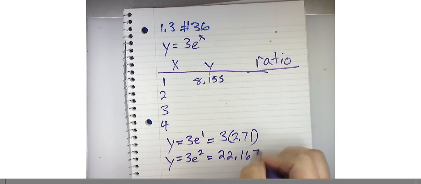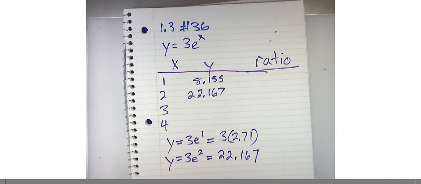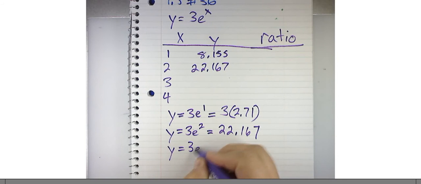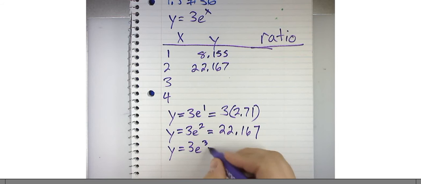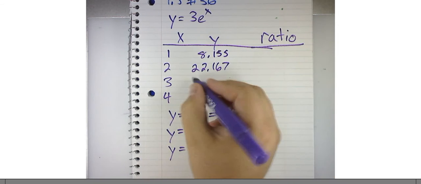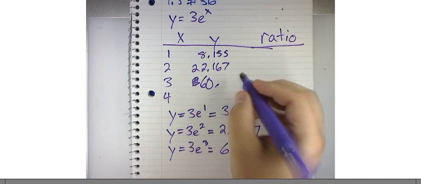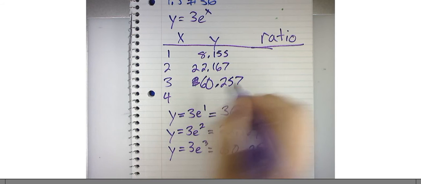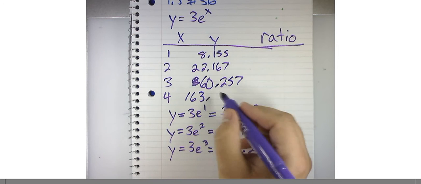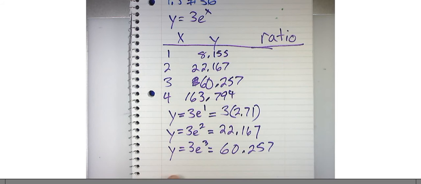And so then if I let x equal 2, 3e to the 2, that would give me 22.167. If I were to do that again and let x equal 3, 3e raised to the 3, that would give me 60.257. So when x equals 3, y equals 60.257. And if I were to do that again with 4, I would get 163.749.